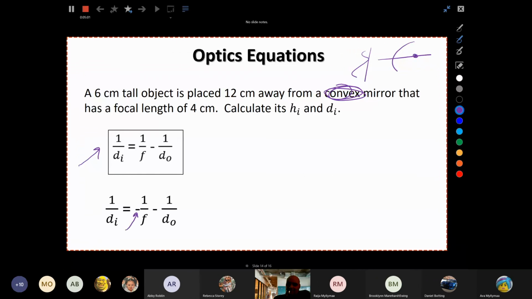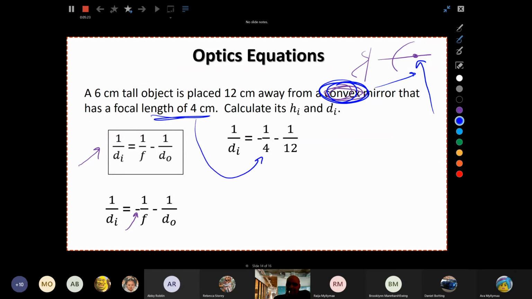And why is it negative? It's negative because our focal point is inside. So only for convex are we going to do that. It's that extra little thing. And again, it just becomes plugging numbers in. So there's our focal length, and there is the distance of our object.